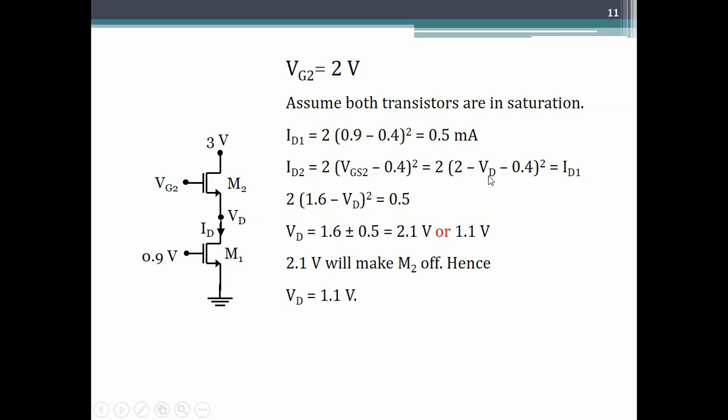Alright. So now we have VD, which is not a known quantity, but we know that these two currents are equal, and we have already found this current. So we equate this to 0.5 milliamps and solve for VD. And again there is a quadratic, so we get VD equal to 2.1 or 1.1. If VD is 2.1, VG is 2, not possible because that turns M2 off. So VD is 1.1 volt. Alright, so the answer is VD is 1.1 volt, which puts M1 in saturation, and therefore both the transistors are in saturation and the current is 0.5 milliamps.